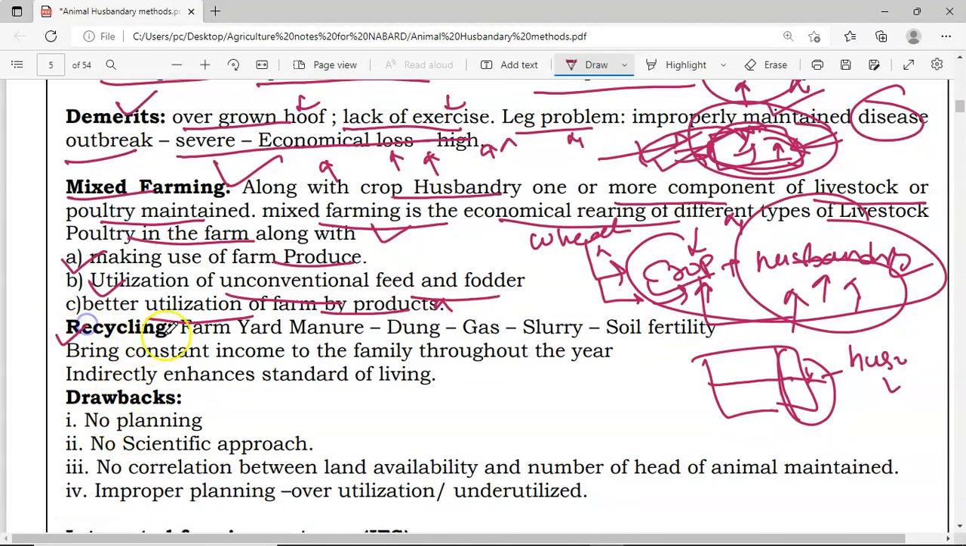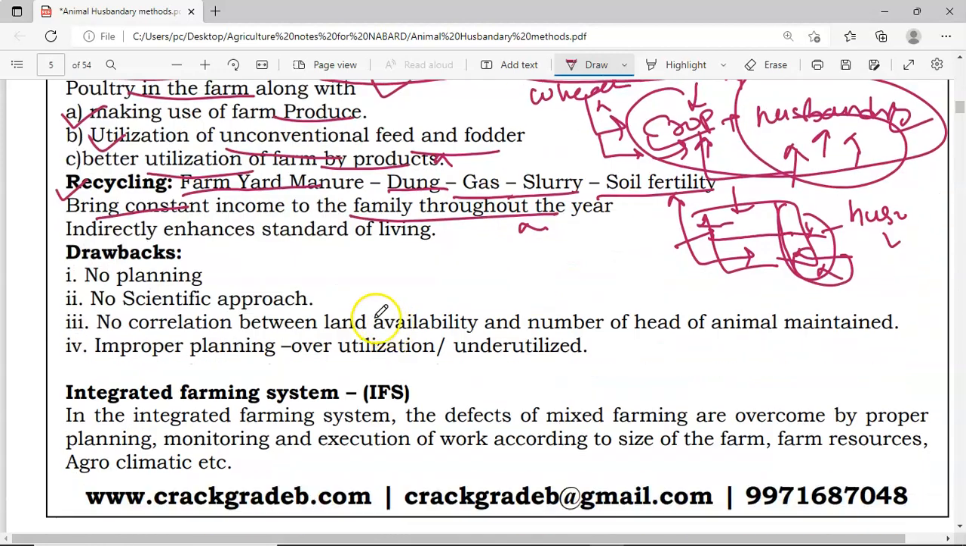Under this, one important point: the farmyard manure you can also put here. Why? Because whatever waste is coming from the livestock or animals, you can use this waste as dung, for gas, for slurry, for soil fertility. So this is a major benefit of mixed farming, and it will also bring constant income to the family throughout the year, and it will indirectly increase the standard of living of the farmers. Why? Because it is giving some indirect income to the family.